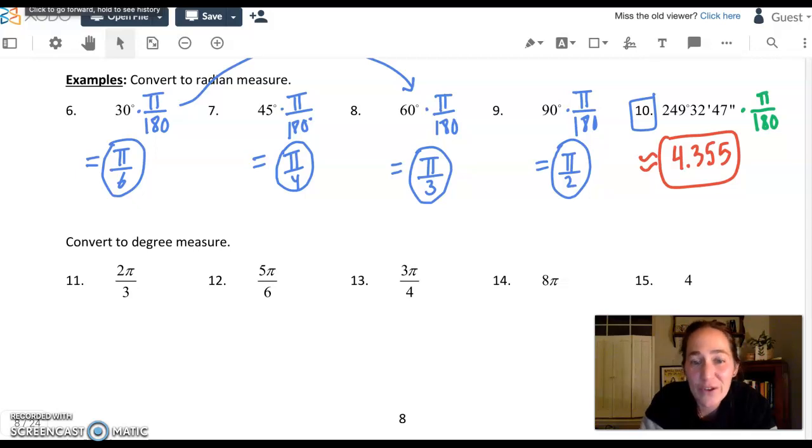Welcome back. Here we are still on page 8 of your trig packet 1. We're talking angles, and we're not only talking angles in degree measure, but we're getting used to radian measure again as well. And we're going to talk about ways that it can be even more useful than degree measure.